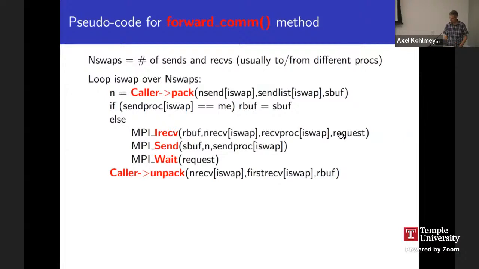And I know the processor that's going to send to me. I know the amount of information that it's going to send to me. And I post a request. I do my send of my SBUF, and I wait on that request to say that I've got this information. And then whether I'm doing it on my own data or the data I received, I do an unpack caller call to put that buffer of information with the correct atoms that I received.